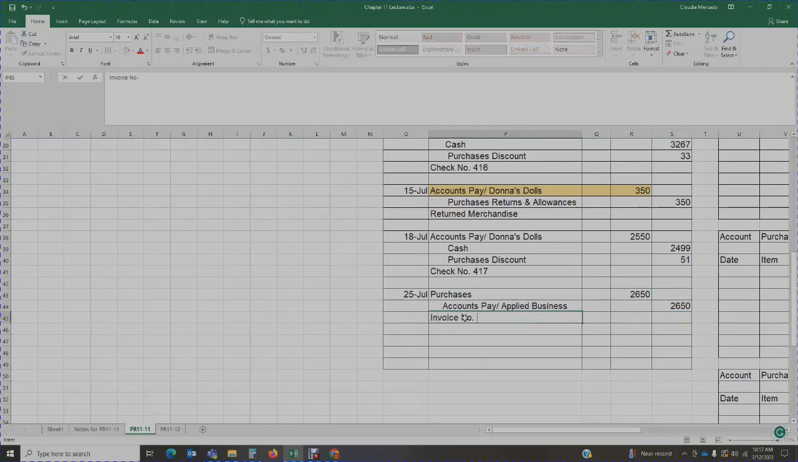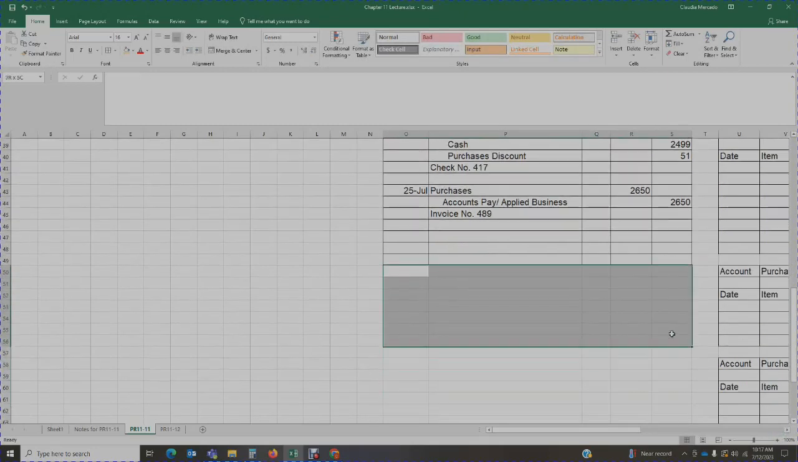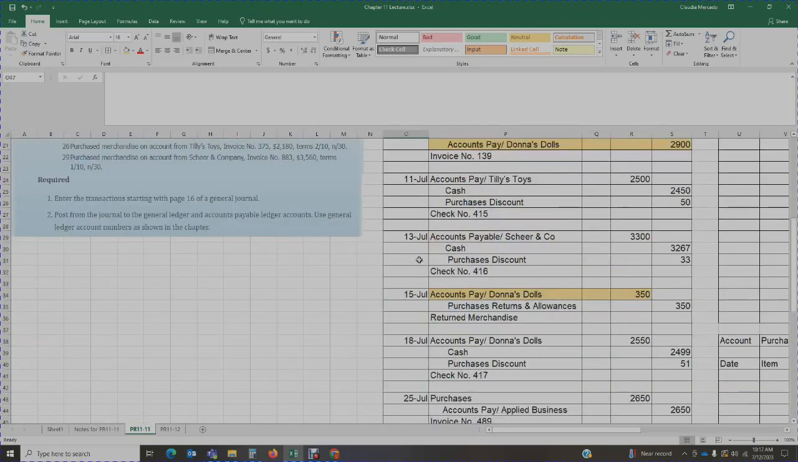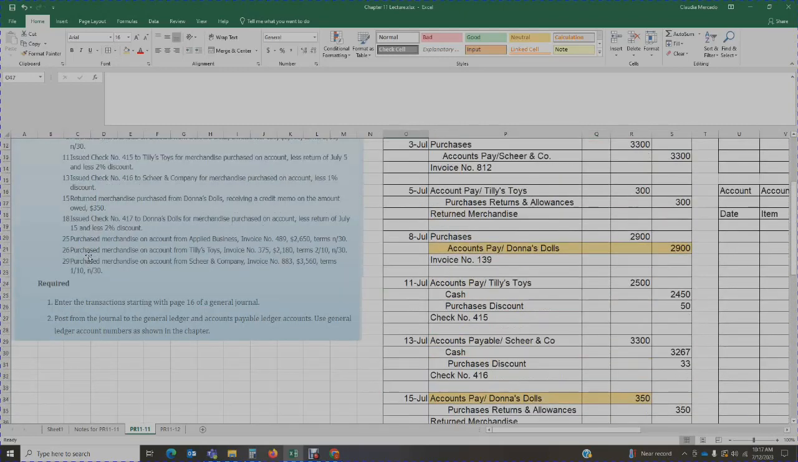And we're going to put the invoice number. Okay, so that happened on July the 25th. On the 26th, we made another purchase on account, this time from Tilly's Toys. Invoice number 375 for 2180, terms 2/10, net 30.